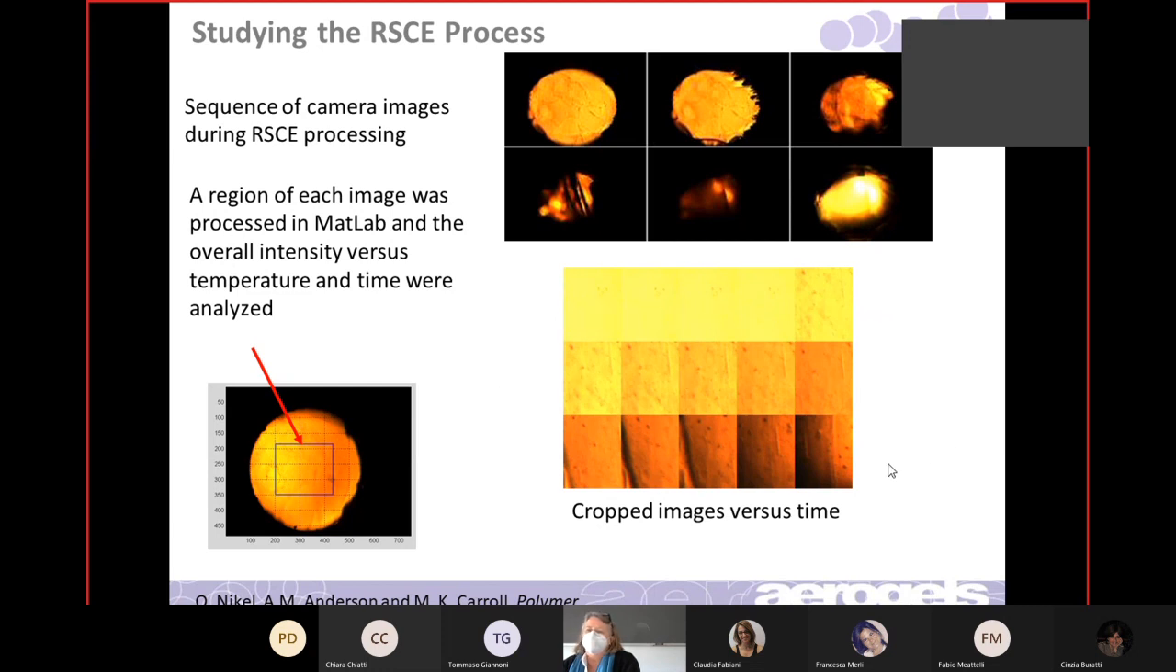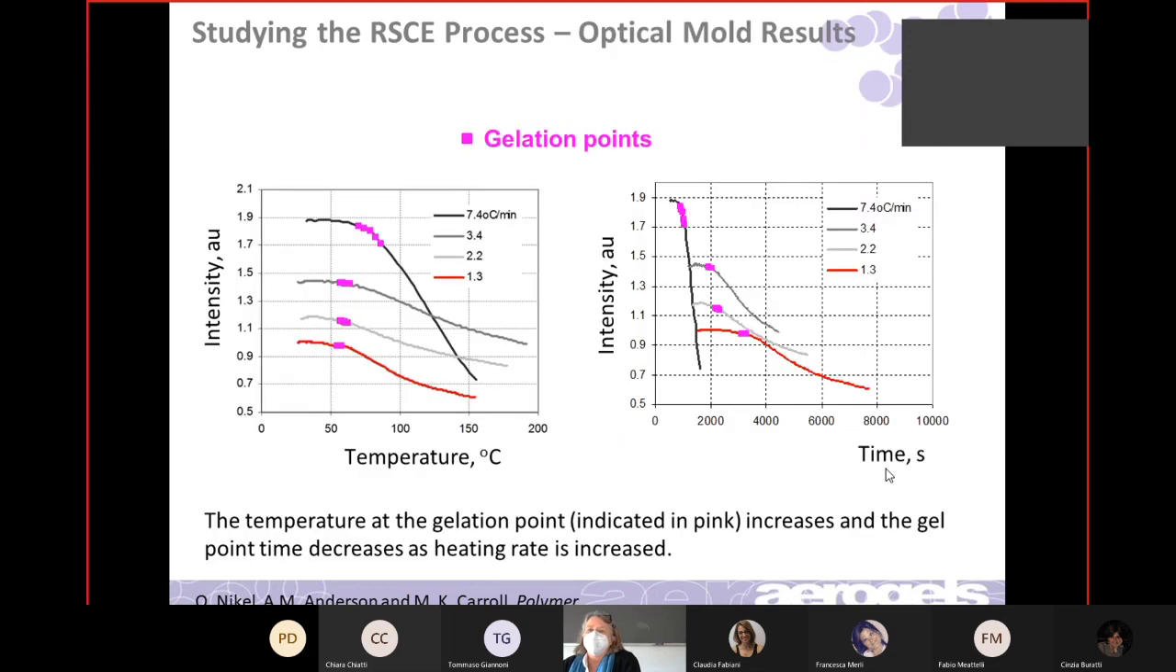And so what we were able to do is plot things like the intensity versus the temperature and the intensity versus the time for different heating rates. Like we heated it really fast or slow. And these little pink things are the observations of no more motion in it. We were able to understand a little better when it was gelling and what was happening. And from that, we found that we could integrate temperature versus time and come up with a correlation.